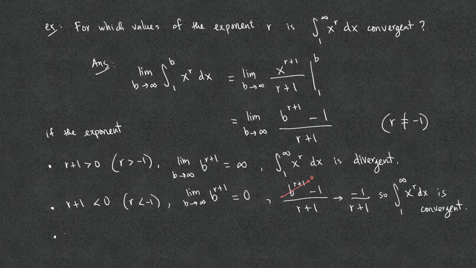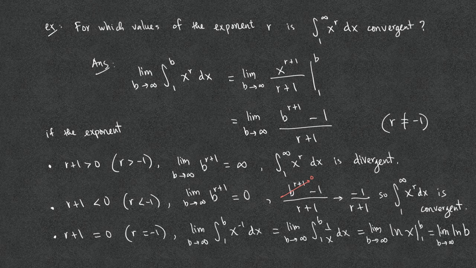If r plus 1 equals 0, or r equals negative 1, then the integral is ln of b, but as b goes to infinity, ln of b goes to infinity, so the integral is divergent. Thus, the values of the exponent r such that the integral from 1 to infinity of x to the r dx is convergent is when r is strictly less than negative 1.